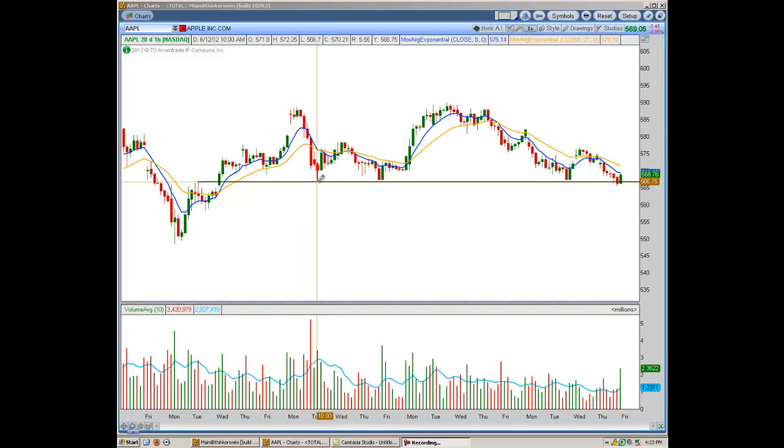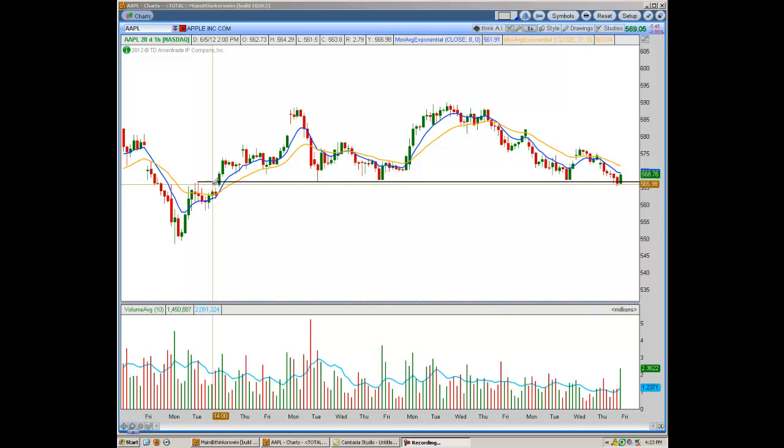This level is 567 to 566 and a half. Looks like a little topping pattern forming, could be a double top. But just a level where you could see if we would break this level, you could probably get some decent follow through to the downside, maybe down to 561, possibly 555.